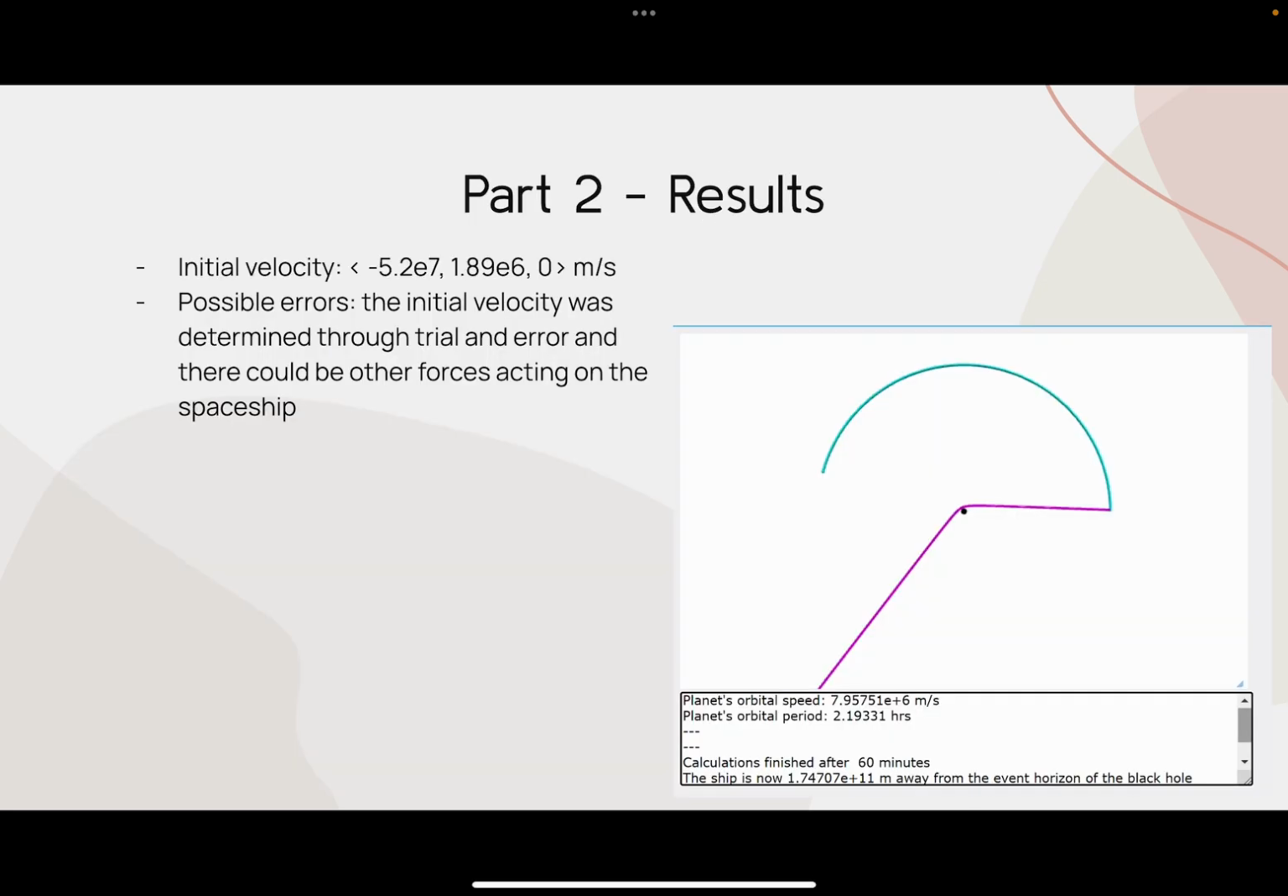The result was that this was the initial velocity. Some of the possible errors are that the initial velocity was determined through trial and error, which means there could be slight human error, and there could also be other forces acting on the spaceship that we don't know of.